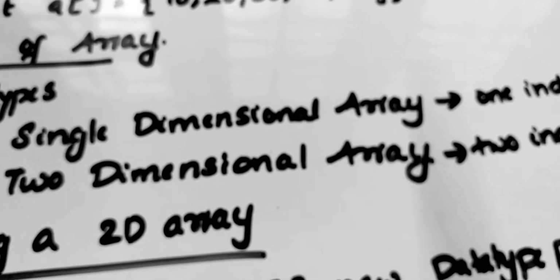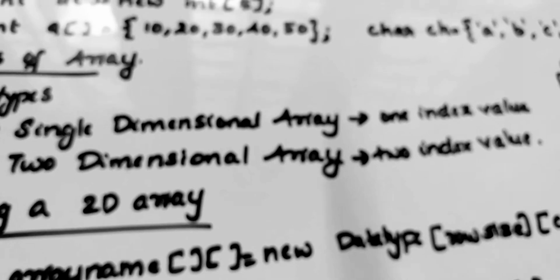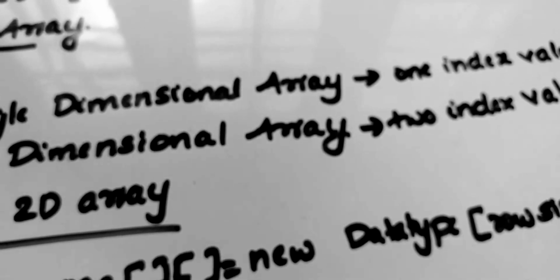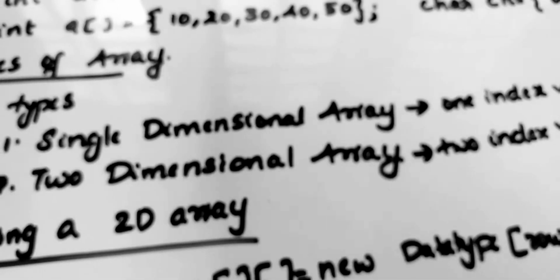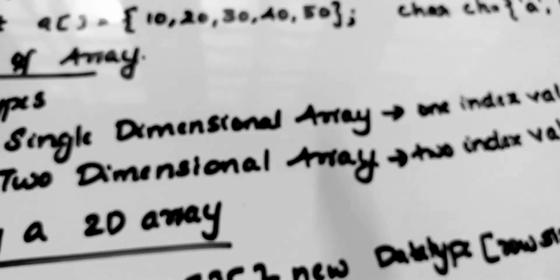Next, the second type of array is the two dimensional array. That is, the array that consists of two index values is known as a two dimensional array. In a two dimensional array, the elements can be arranged in row and column format.